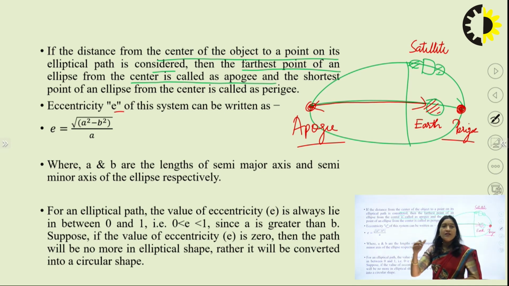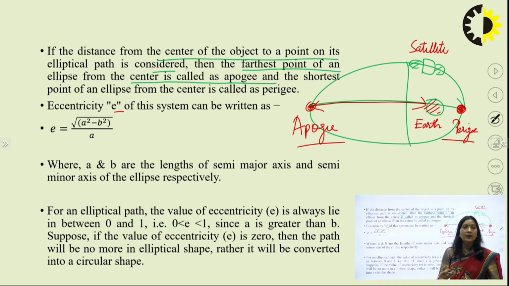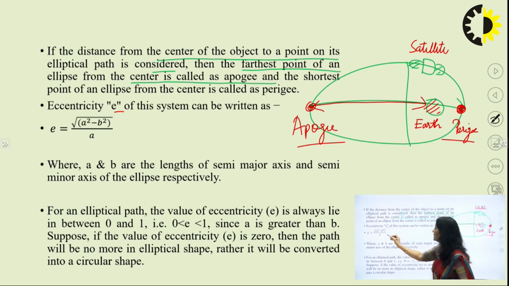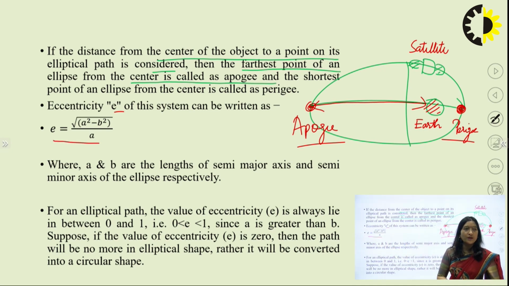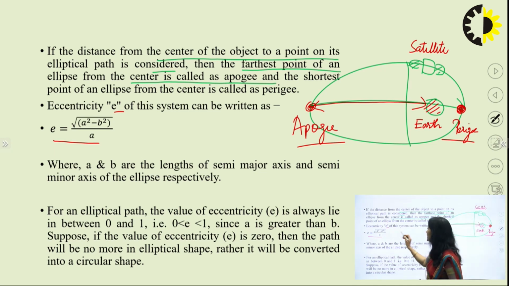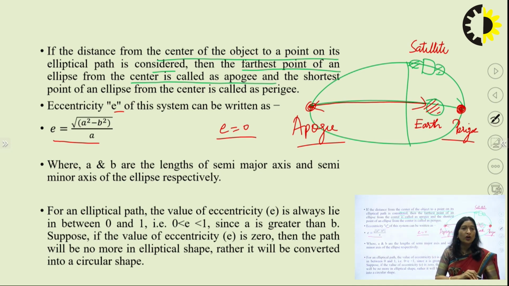We all know that if you talk about an ellipse, there will be eccentricity, which defines the ellipse. For this ellipse, eccentricity small e is equal to under root of a square minus b square upon a, where a is the semi-major axis and b is the semi-minor axis. For a circular orbit, the eccentricity will be 0.